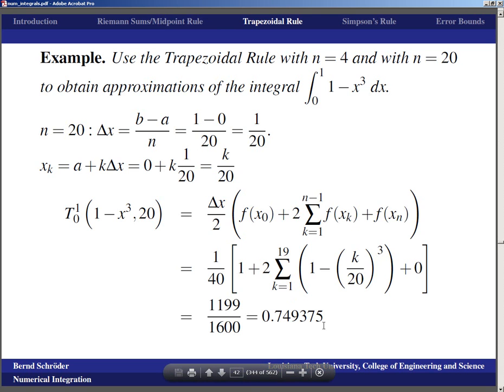And if you work that out, you get 1199 over 1600, which is 0.749375, which is again an undershoot. And, well, this is not so easily seen, but this is also not as close as what we got with the midpoint rule and 20 rectangles. So there's something going on here.